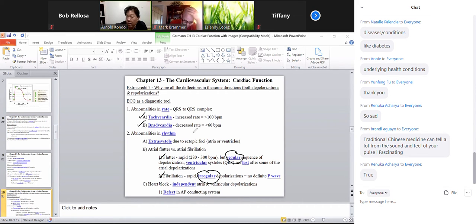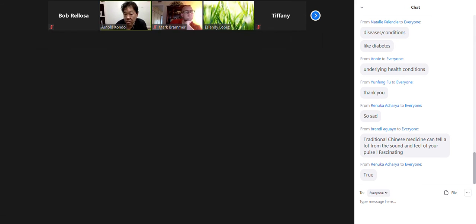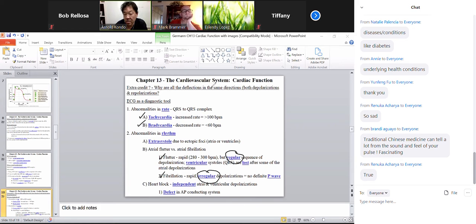But the one thing that did come up, and so this is where everybody who attends Wednesday or Thursday's Zoom meeting can now earn extra credit, okay? Because the extra credit is this question. Why are all the deflections in the same direction on an EKG, whether it's a depolarization or repolarization?